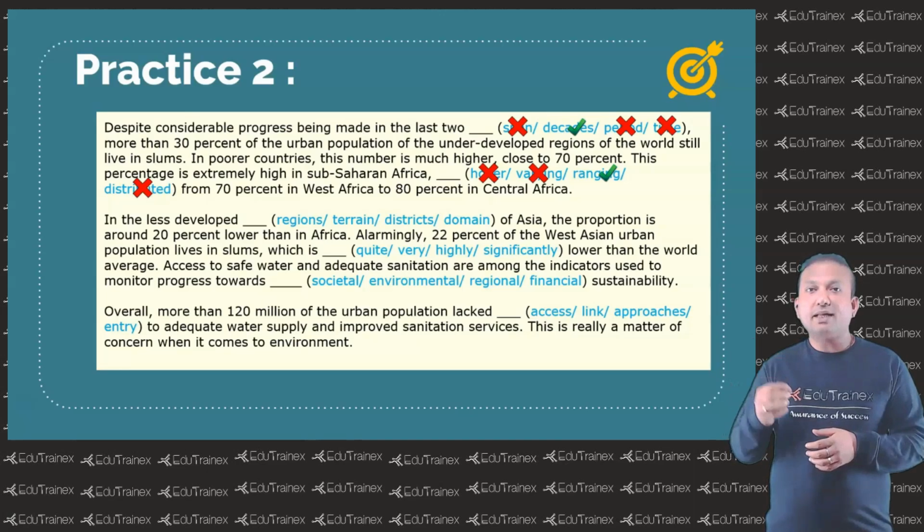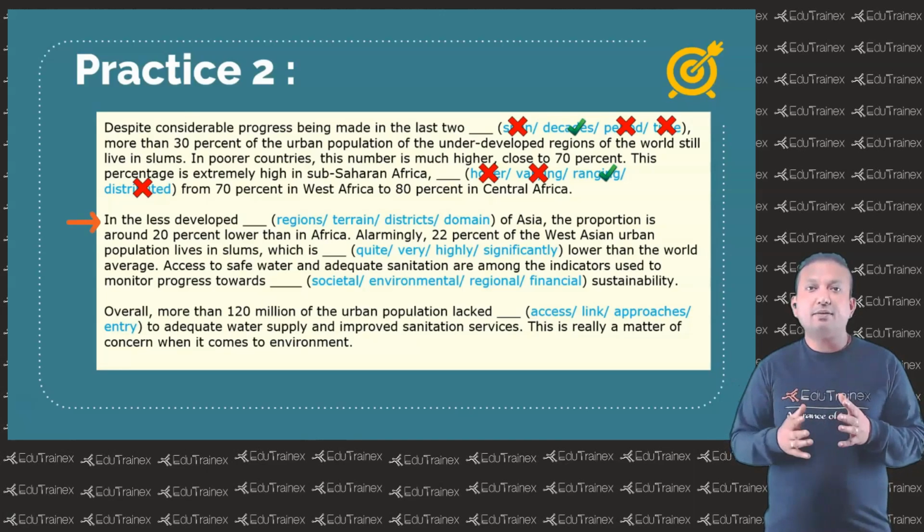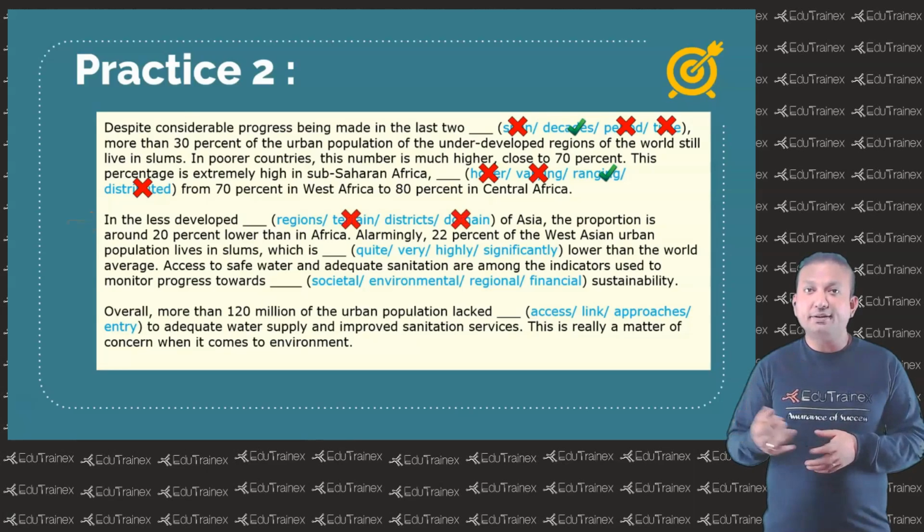The next sentence with blank says, "In the less developed dash of Asia," and the options are regions, terrains, districts, and domain. Now let's use our grammar knowledge to eliminate the impossible answers here. We can straight away eliminate terrain and domain, as they are in the singular format, whereas the sentence definitely needs a plural form. So that leaves us with regions and districts.